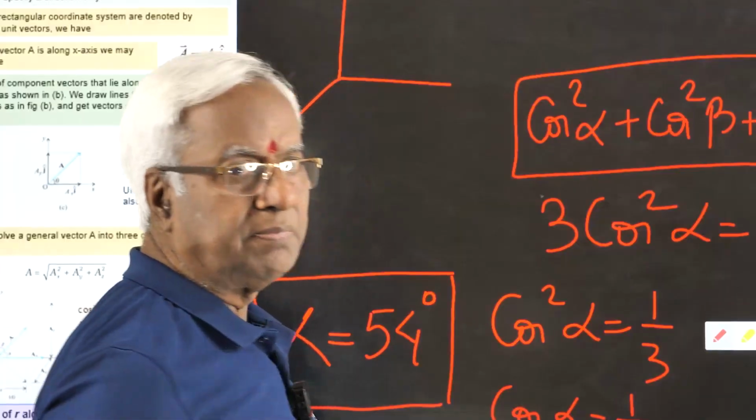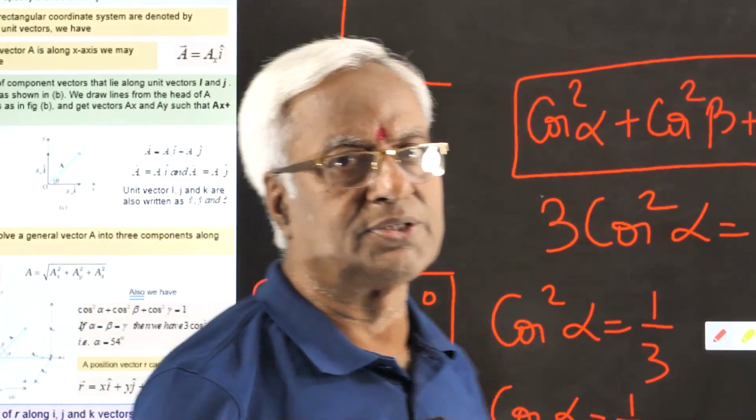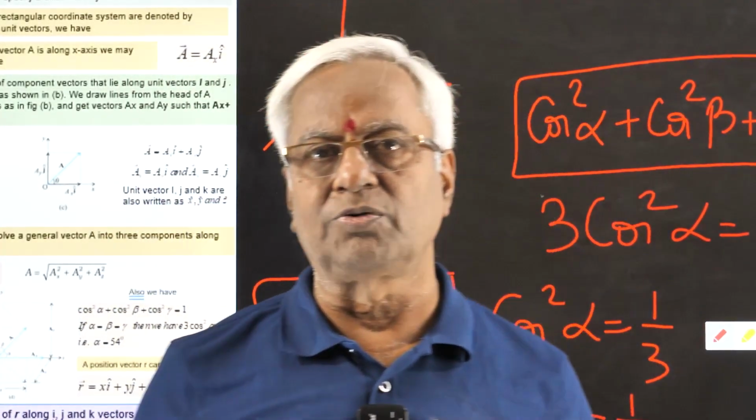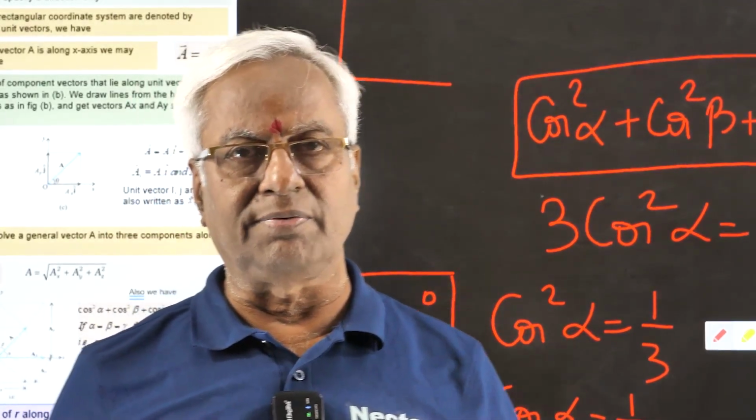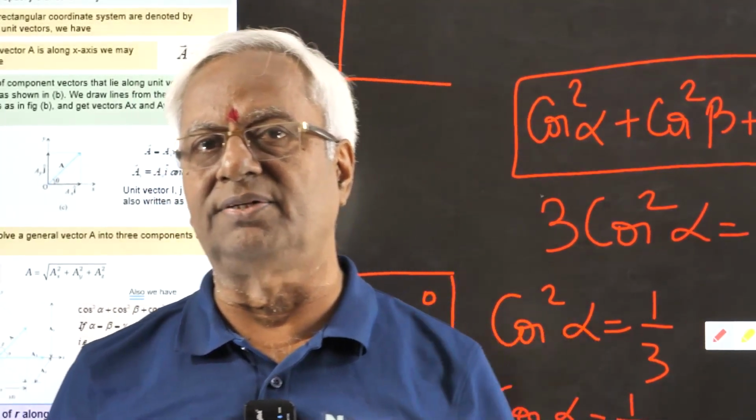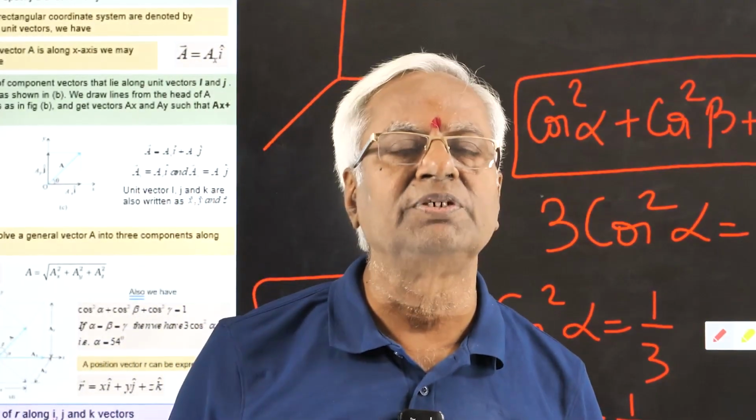So when the vector is making equal angle with all the three axes, this angle is going to be equal to 54. And when the given vector makes equal angle with the two axes only, then this angle is equal to 45. You should remember.